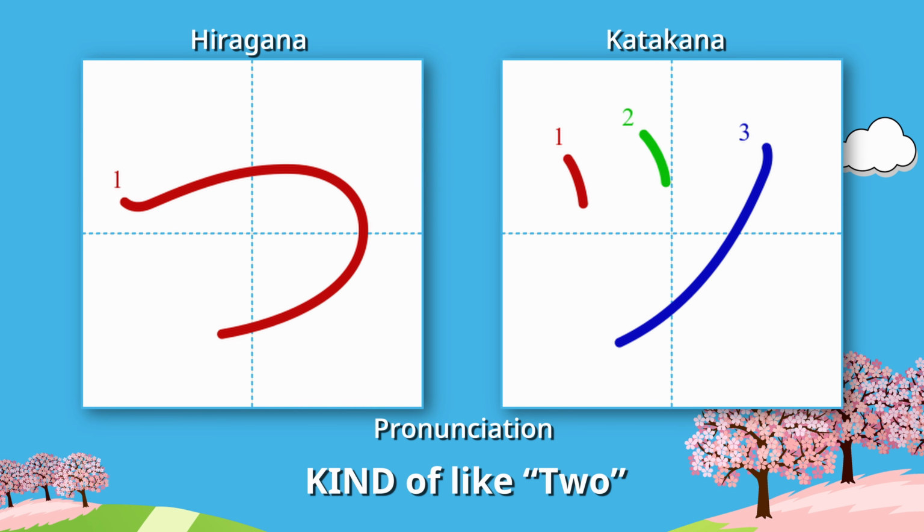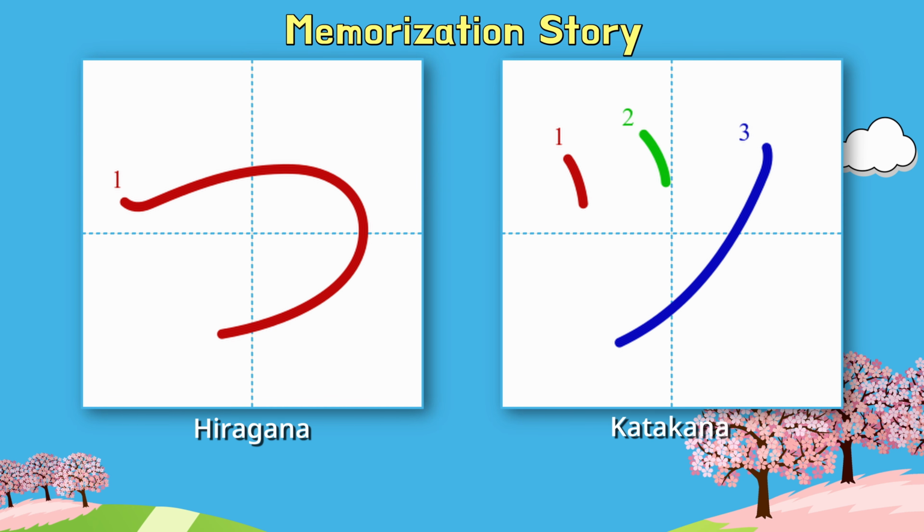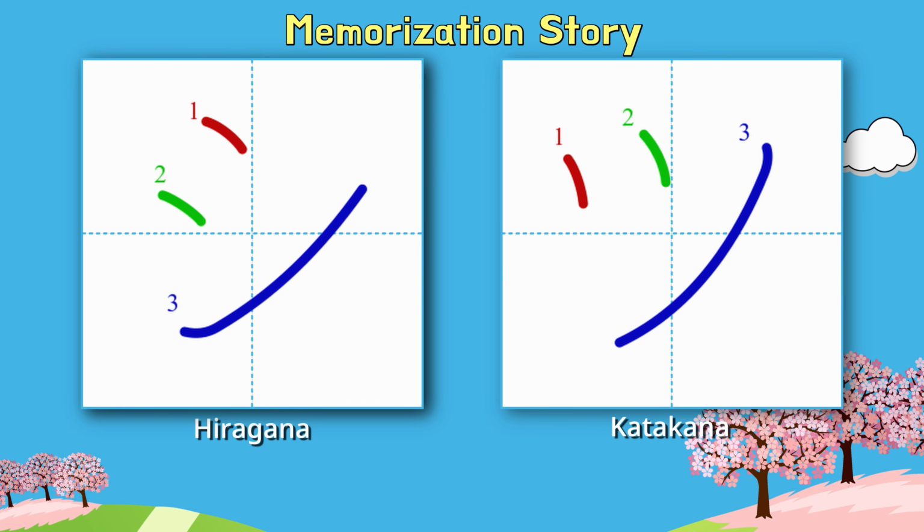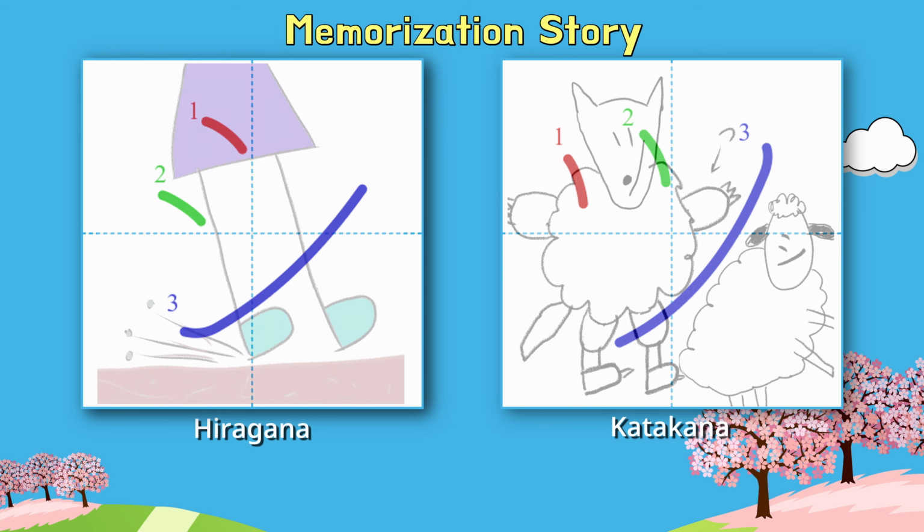The hiragana tsu looks like the shoes on 2 feet skidding to a stop in the dirt or gravel. You may feel like you've seen this katakana somewhere before. That's because we've already learned its lookalike. Shi. This is shi's imposter, the tsu fox.